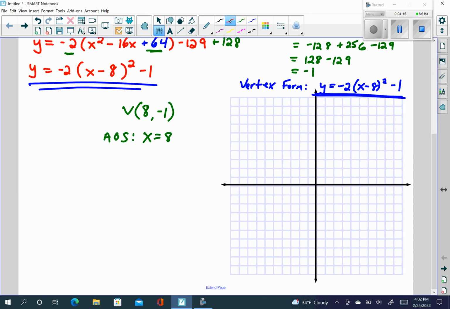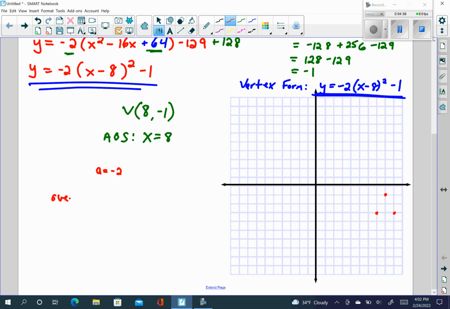Plot the vertex first. So we have 8, -1. Again, a is -2, so as we count over, we're going to square that number, but we're going to count down, and we have to double that number that we get when we square. So if I move over 1, 1 squared is 1, and I have to double that now, so I'm going to move down 2.